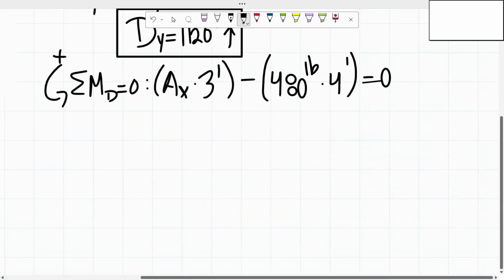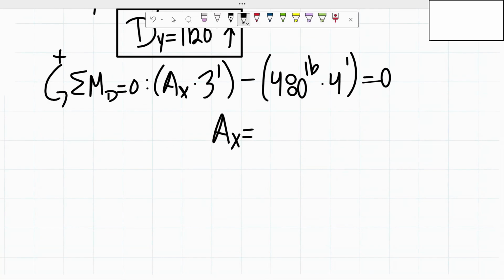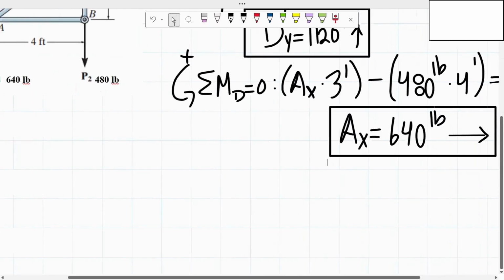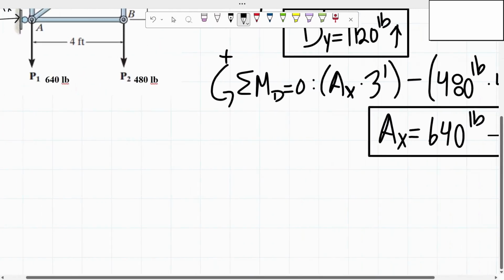If we solve for A of x, it ends up that A of x equals 640 pounds. We end up getting a positive number, meaning that we assumed correctly. So we do know that our reaction will be acting to the right. Now we can take the sum of the forces in our x direction to determine the value for D of x.